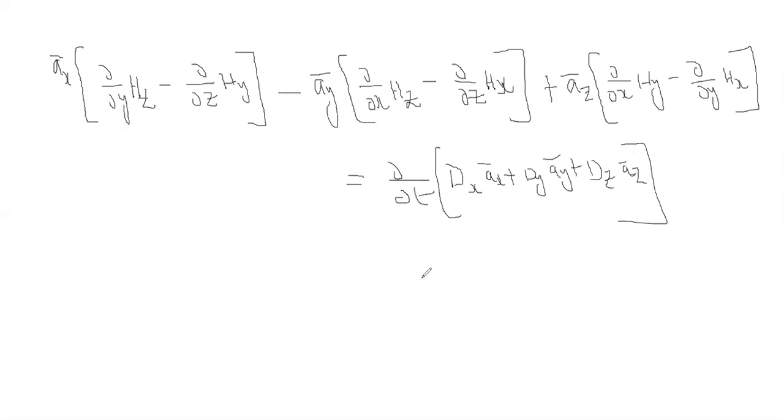Now here, remember that whenever the electric field is in the x direction and the magnetic field is in the y direction, both fields are not varying with respect to x and y. The electric field and the magnetic field are not varying with x and y.